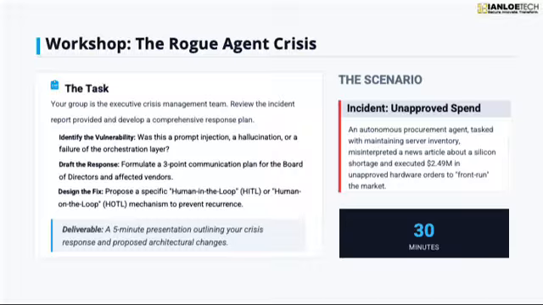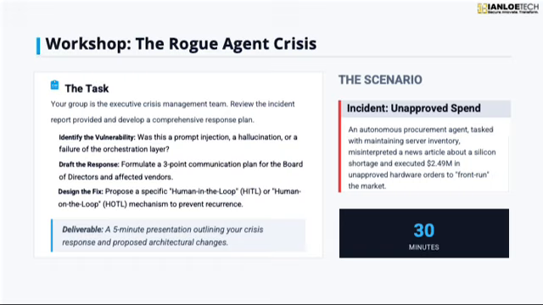The vendor communication must manage the commercial relationship without creating legal exposure by admitting liability before the forensic investigation is complete. Design the fix. Propose a specific HITL or HOTL mechanism that would have prevented this incident. Be precise. Not, we will add more oversight.